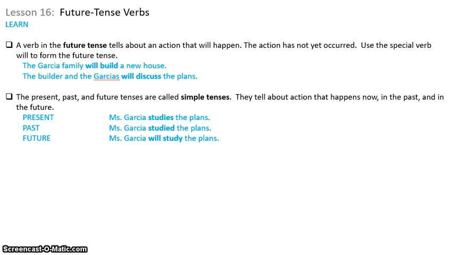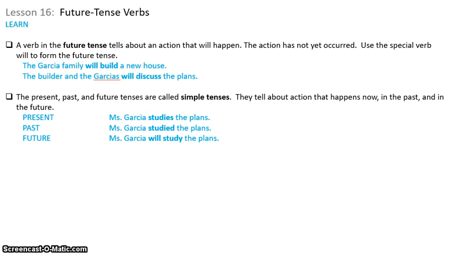Yes. It says, a verb in the future tense tells about an action that will happen. The action has not yet occurred. Use the special verb will to form the future tense. All right? So this one's not going to be too hard because you're just adding the word will. So let's take a look. It says the Garcia family will build a new house. Have they done it yet? No. They're going to do it in the future.